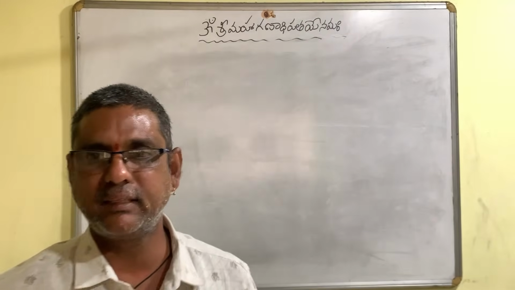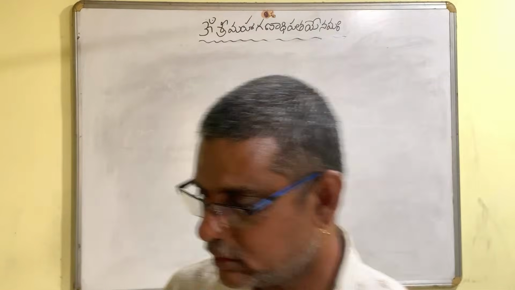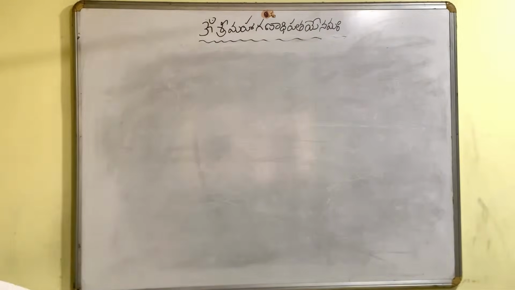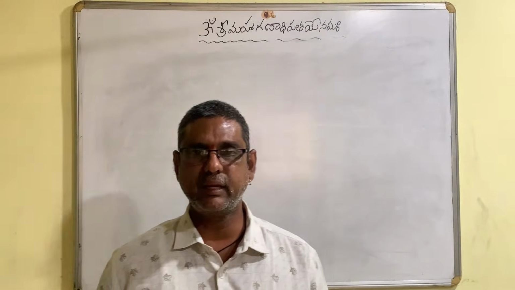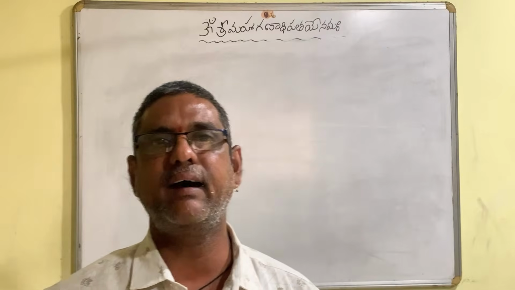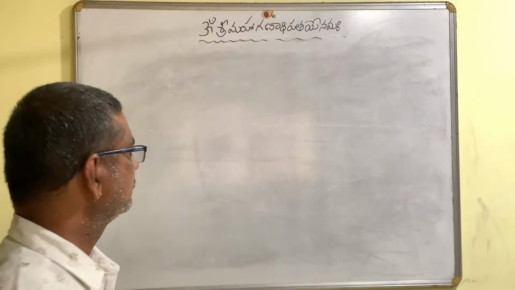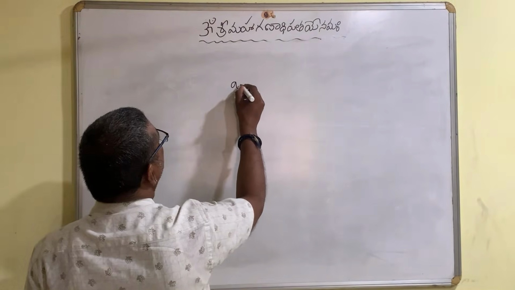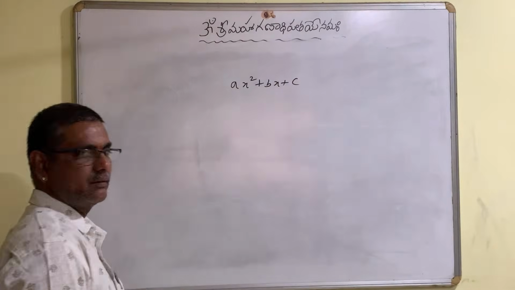Right, Mahaganadhipataye Namaha. Today we are going to revise the topic polynomials. In polynomials, in the class 10 syllabus, we have only quadratic polynomials. The general form of a quadratic polynomial is ax square plus bx plus c.